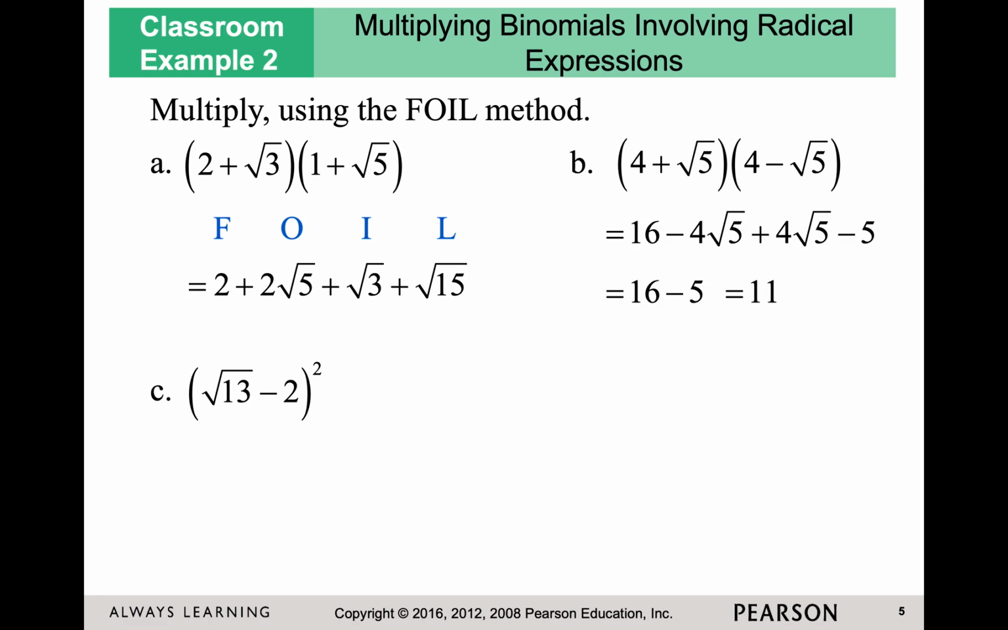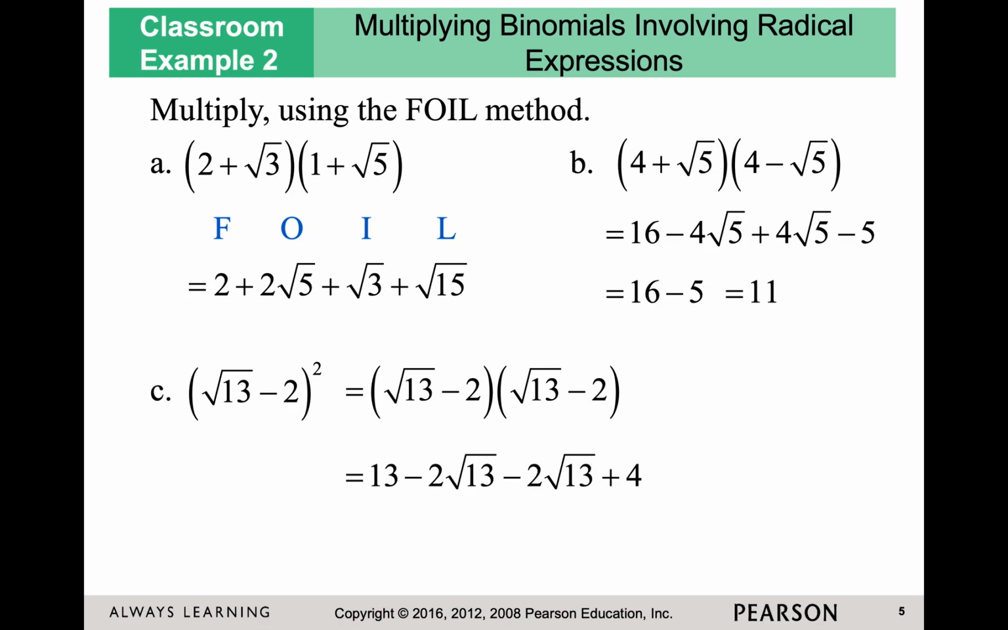And then the last one, this is not the square root of 13 squared minus 2 squared. That is the most common mistake that I see when students are working with this. You actually have to write that out as the square root of 13 minus 2 times the square root of 13 minus 2. So you can use FOIL. So this is my FOIL.